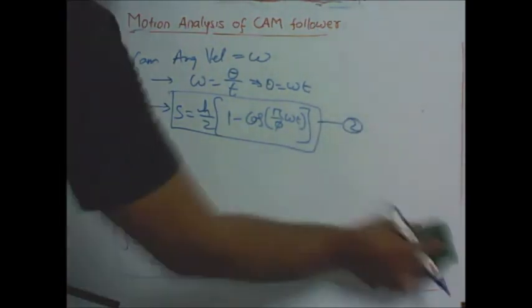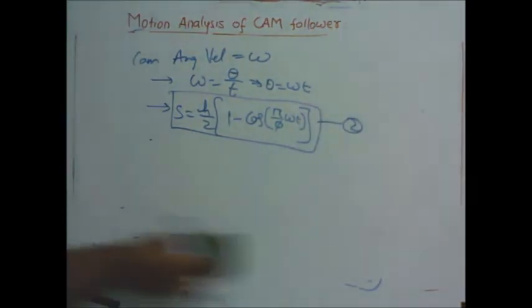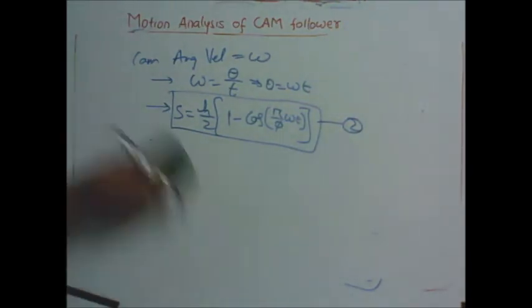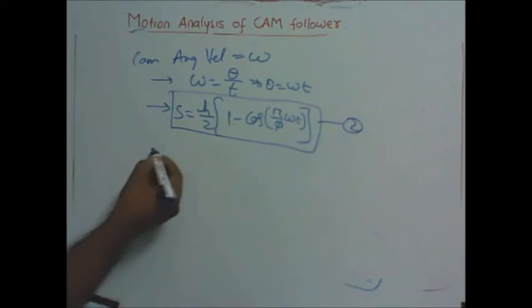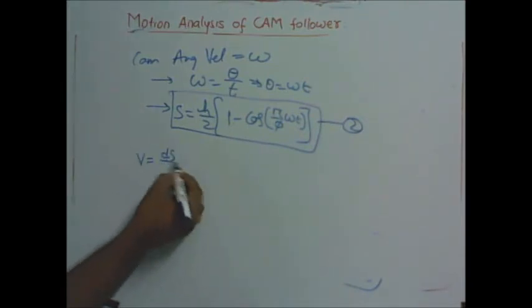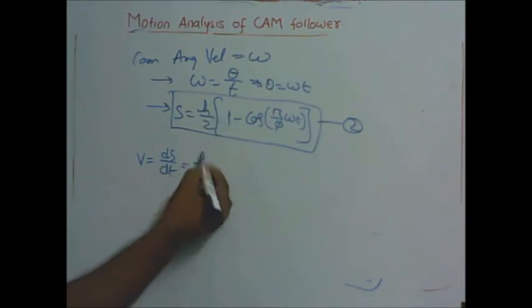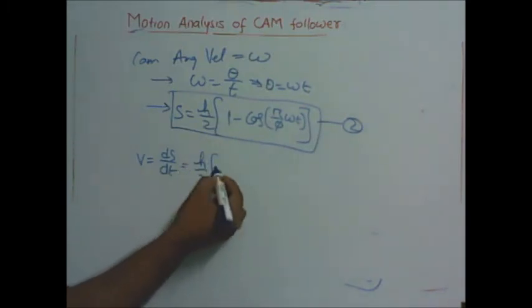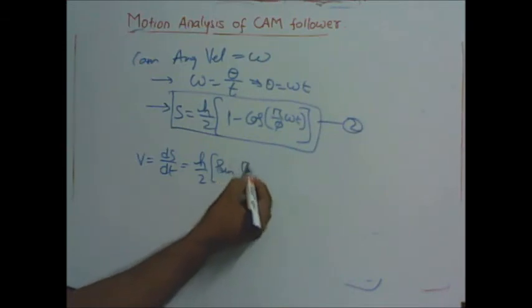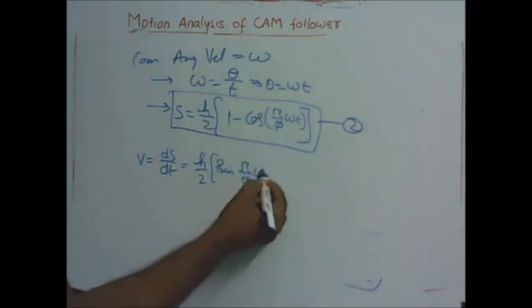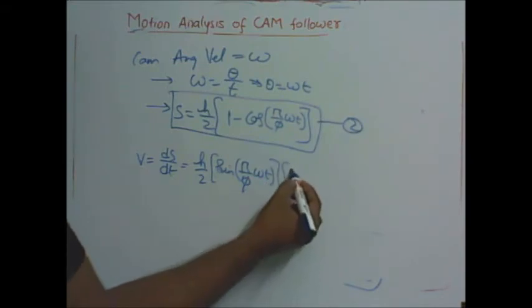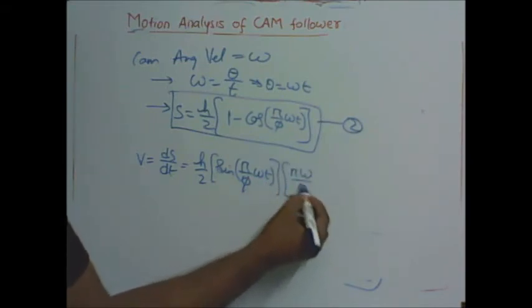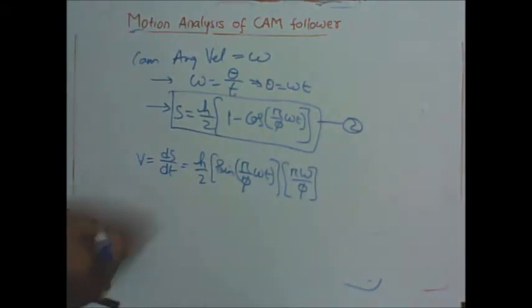Now to find velocity and acceleration, we know we have to differentiate the displacement equations. So when you differentiate s with respect to t once, that means velocity, we will get ds by dt. From the above we will get h by 2 into sine of pi by phi omega t into pi omega by phi. So this is what we will get.